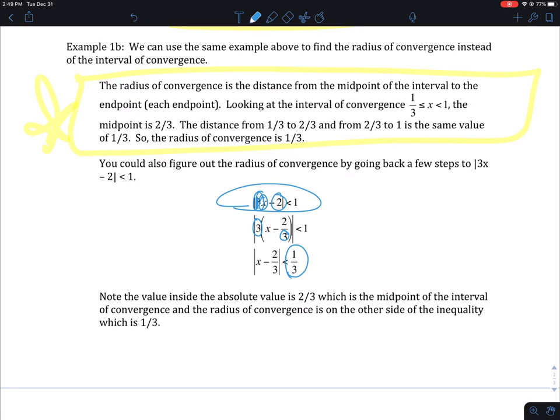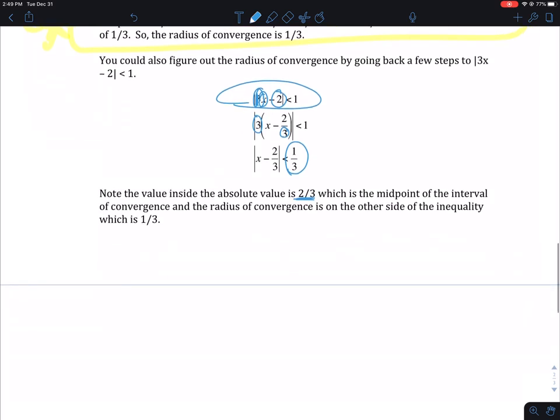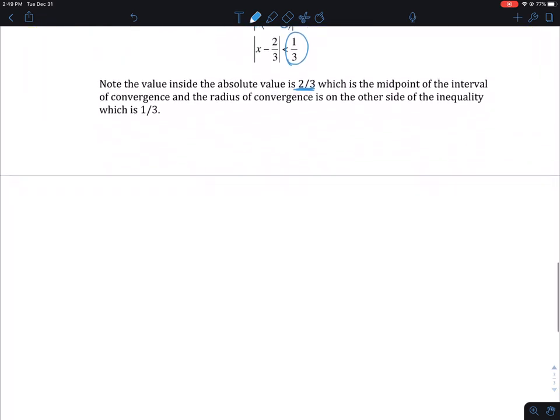Your midpoint of the interval is actually 2/3, which means that from 2/3, you can go to the right by 1/3 and to the left by 1/3, and you would actually get your interval of convergence. Okay? And that is it for this lesson.